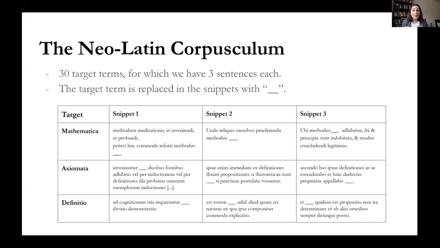This forms a tiny but sufficient set of data to test consistency in the second task that we will discuss in the next slide. For example, for the target term axiomata, we have three sentences in which the target term has been replaced by three underscores. Look at snippet two, for example: Quae enim immediate ex definitiones fluunt propositiones, si theoretica sunt, si practica postulata vocantur.